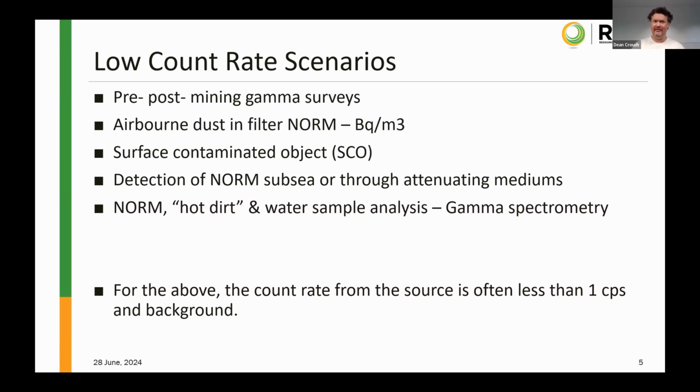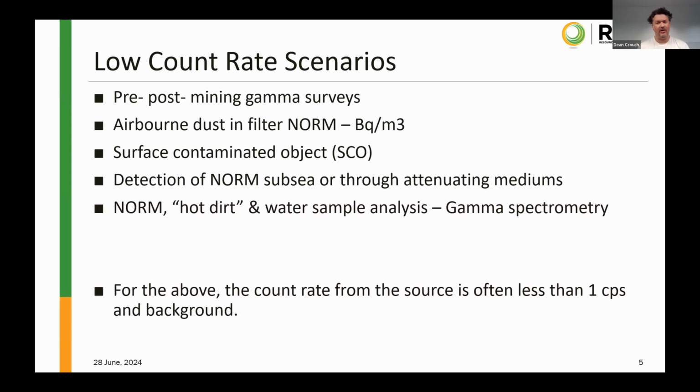And this has been the topic of hot debate as to how do you establish the background for an area based on these wildly fluctuating numbers. Another one is airborne dust filters, where we are looking to count effectively millibecquerels per cubic meter, or millibecquerels in the filter. So that is like one counted event per 1,000 seconds. So it's a very, very slow count rate.